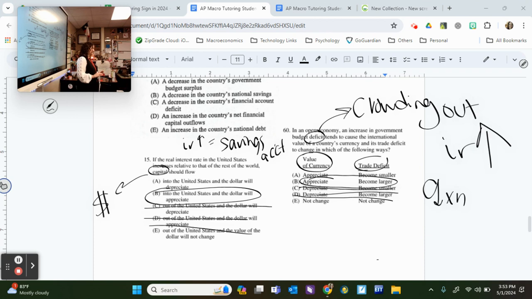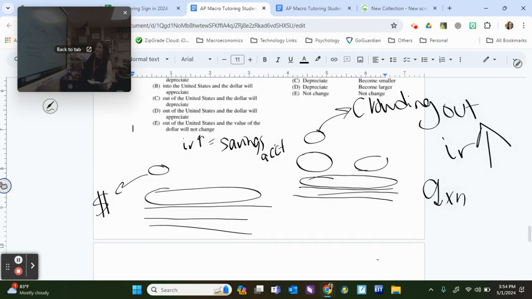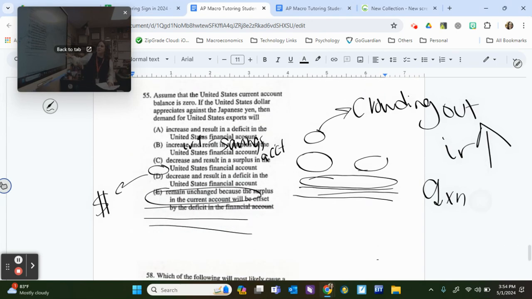Yes. One deficit causes the other. I don't know if that's always true, but in this case it is. In this case, it seems to work out okay. Okay, let's do these last two.